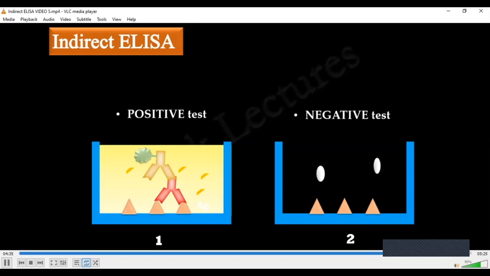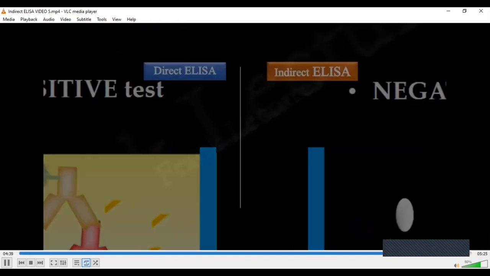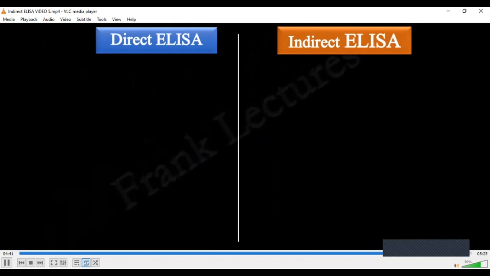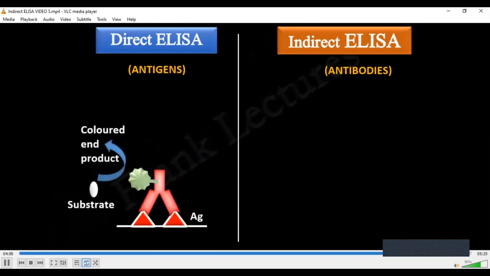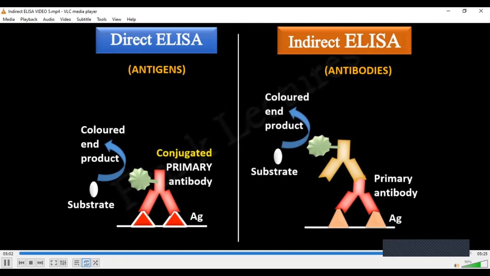So, this was indirect ELISA. Let's quickly recall and compare direct and indirect ELISA. Direct ELISA is used for the detection of antigens. Indirect ELISA is used for the detection of antibodies. In direct ELISA, enzyme is conjugated to the primary antibody. In indirect ELISA, enzyme is conjugated to the secondary antibody.